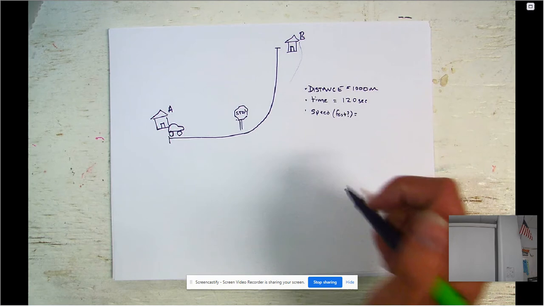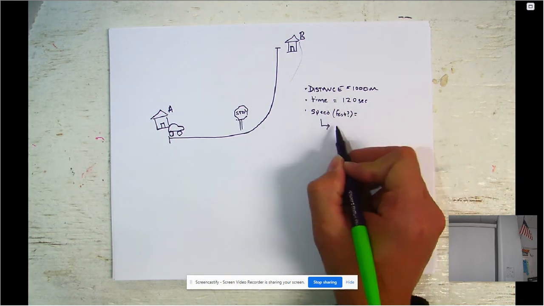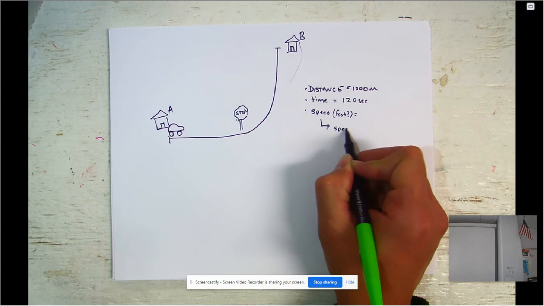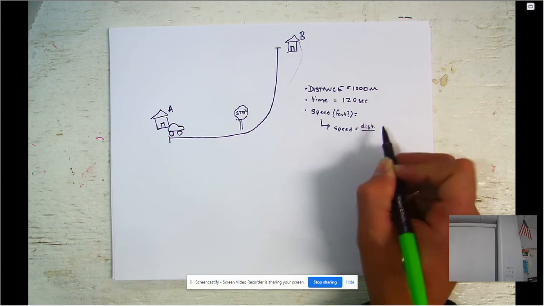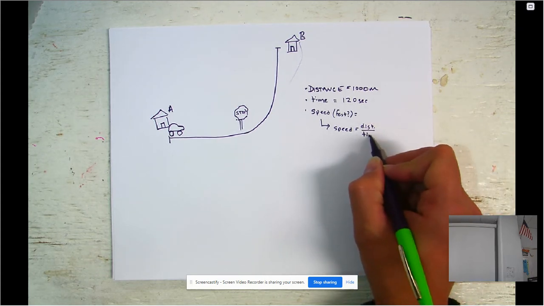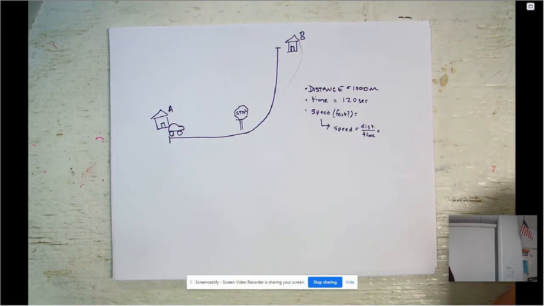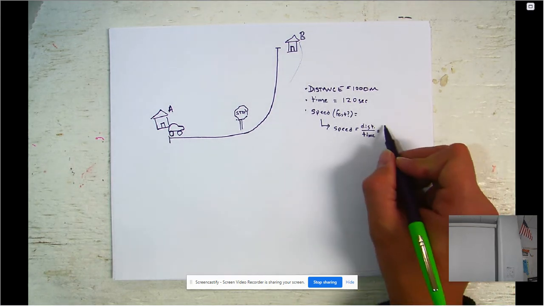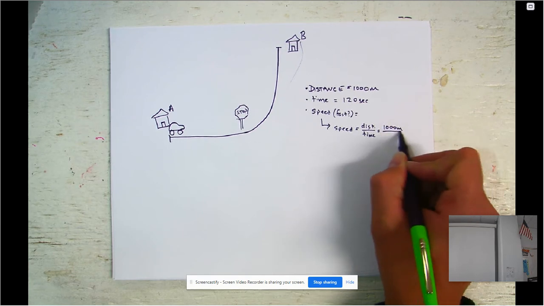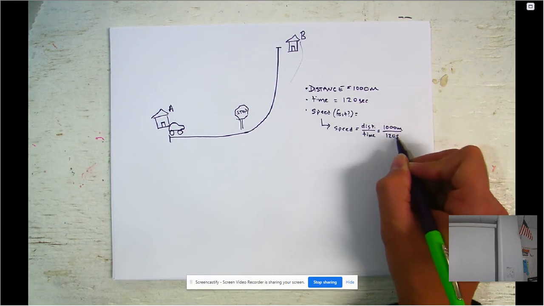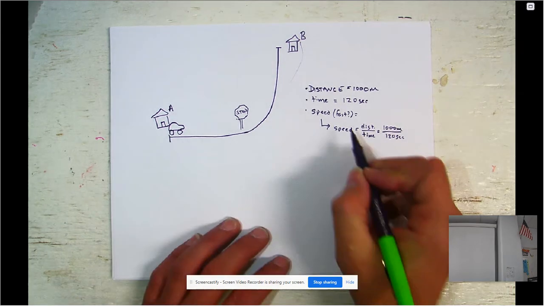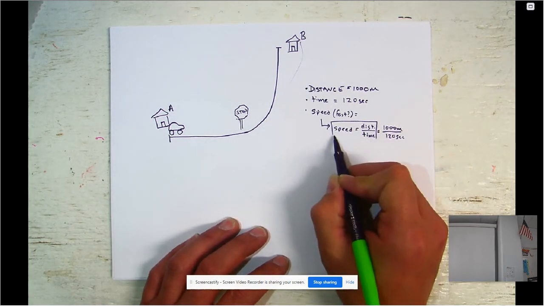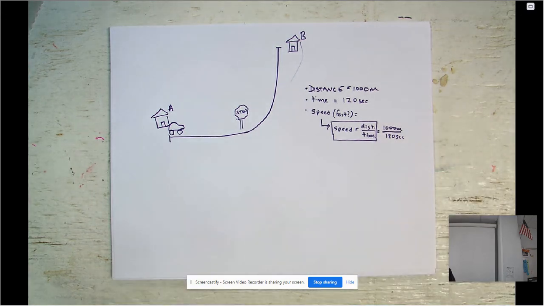And if we wanted to figure out speed, the way that we can do that is by taking the distance. So we can say speed is equal to the distance that you're traveling, divided by the time that it took for you to get there. And so in this case, if we wanted to solve for that, the distance is 1,000 meters. The time that it took to get there was 120 seconds. So distance divided by time is how we solve for speed. Speed is distance divided by time. That's an important equation. It allows us to know how fast we were able to get from point A to point B.